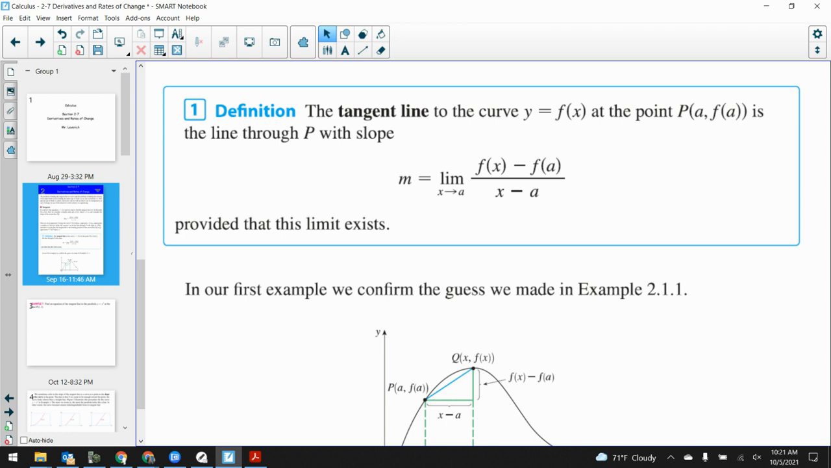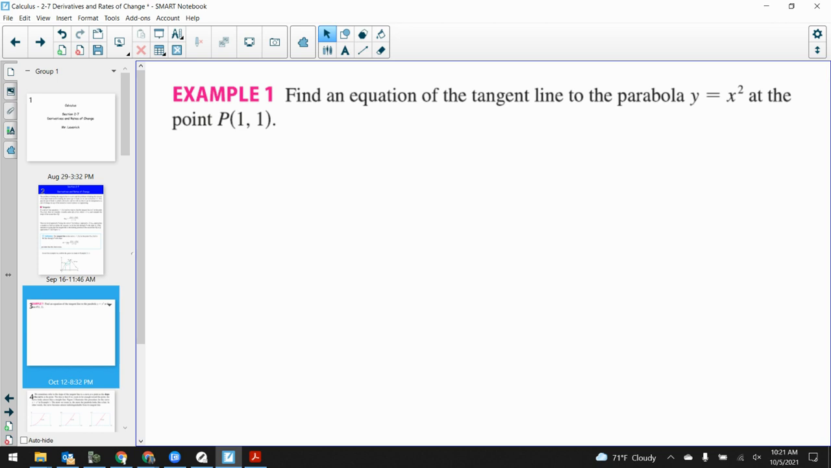Now, in our first example, we confirmed the guess that we made in example 2.1.1. This is chapter 2, section 1, example 1. Whenever you see that notation in your book, 2.1.1, that means section 2.1, example 1. We did this example on our very first day of chapter 2, but all we could say was, I think the slope is going to be 1 because it looked like it was going to get to 1. We said, look at the y values, it looks like it's going to 1. But now we're going to confirm that fact.